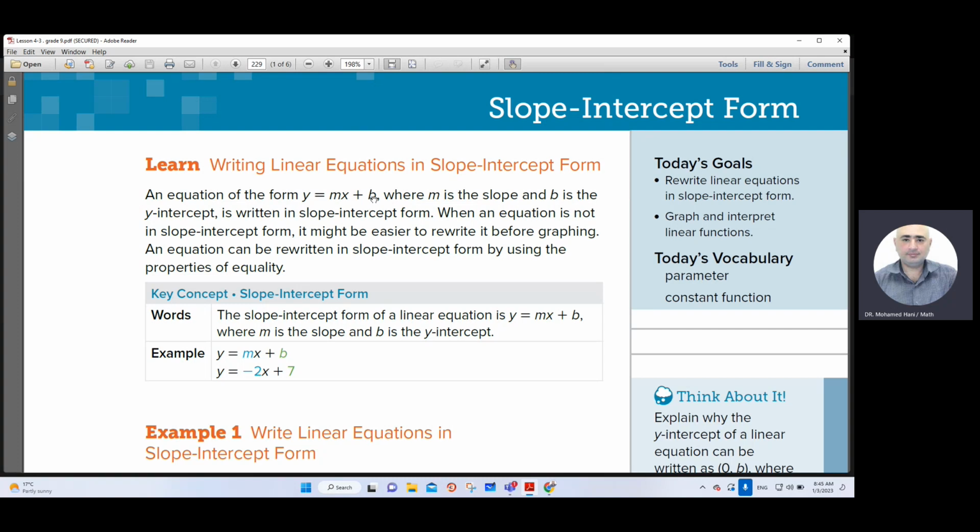What the meaning of y-intercept? 0 in the x and b in the y. But what the meaning of b? The intersecting point between the function and the y-axis. Just write the equation: y equal mx plus b. Then write here where m is the slope and b is the y-intercept.